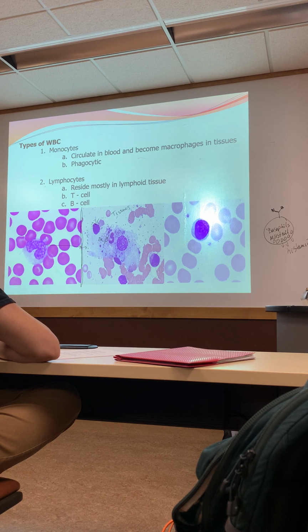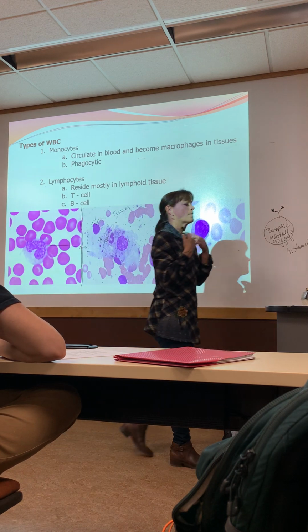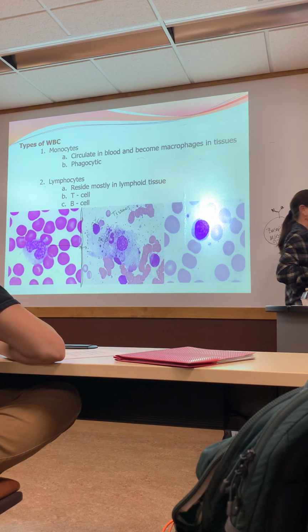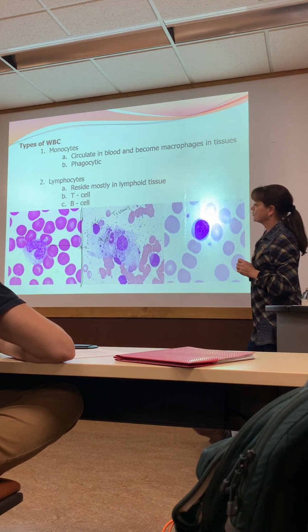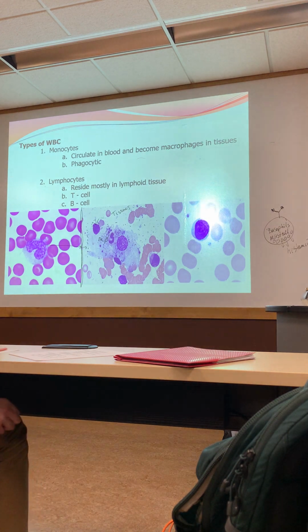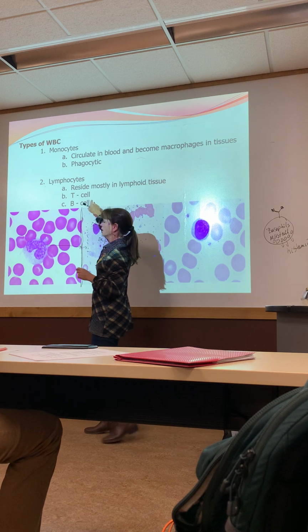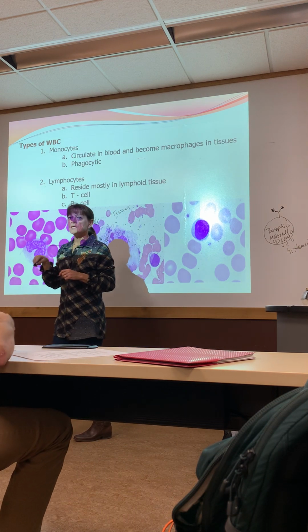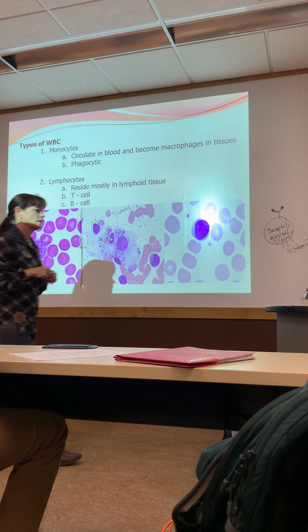Lymphocytes reside mostly in our lymphoid tissue, like our lymph nodes, our tonsils, our spleen. And the two types of cells that we're going to work with in this chapter are T cells and B cells. Now, B cells are the ones that make antibodies. B cell makes antibodies. B for B.